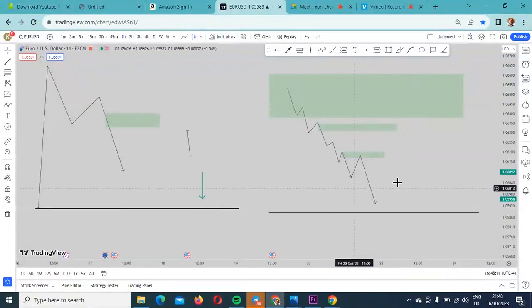Now, do you know the flaw with this mindset? The flaw with this mindset is that you have zero idea about the overall direction and intent of the market.